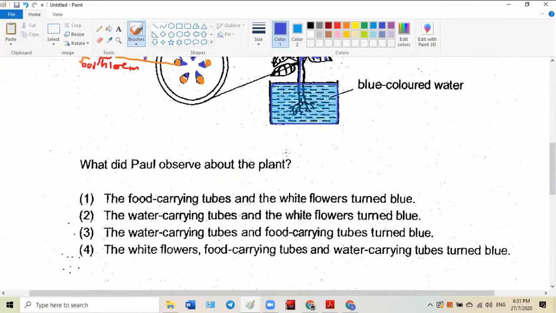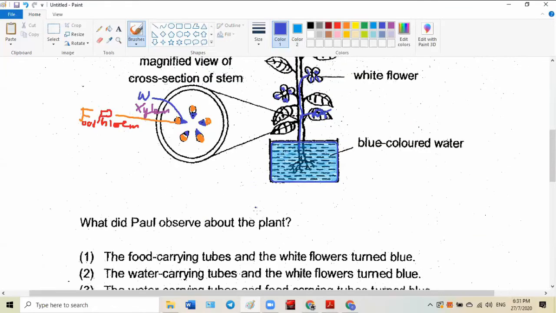Okay, so what happened? What did he observe of the plant? The fruit carrying tubes and the white flower turn blue. Can the fruit carrying tube? Nothing to do. The fruit carry never touch the water. Wrong. Carrying tube. So the answer is number 2.